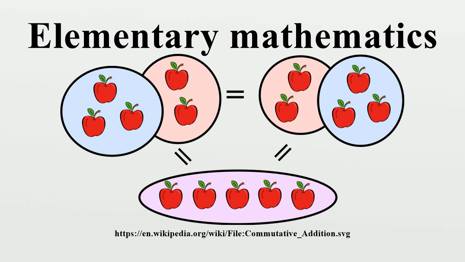Distributivity of multiplication over addition. For all natural numbers A, B, and C, A times (B plus C) equals (A times B) plus (A times C). No non-zero zero divisors. If A and B are natural numbers such that A times B equals 0, then A equals 0 or B equals 0.